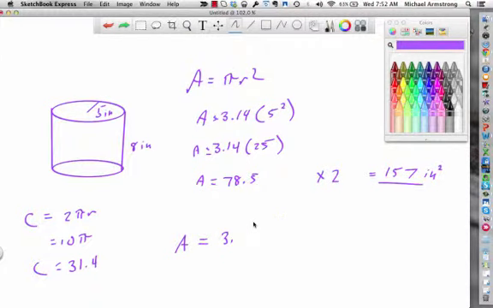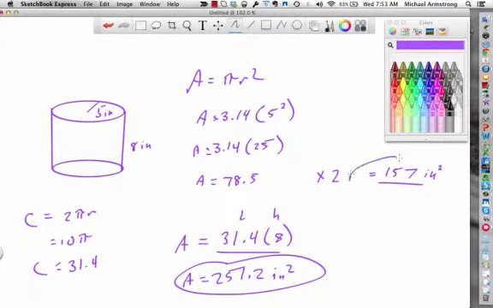And then that's the distance, and so the area of the rectangle equals 31.4 times the height, which is 8. Let's get this right. 31.4 times 8, because that's the height. This is the height, this is the length. And 31.4 times 8 is 251.2 inches squared. And I'm going to take that area and this area and add them, because this is the top and the bottom plus the sides.